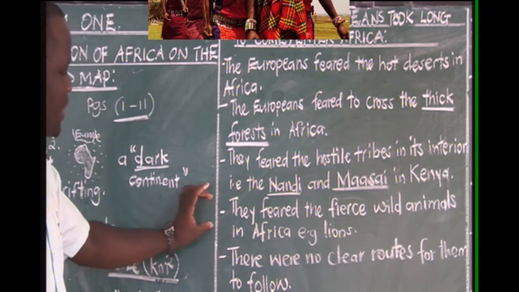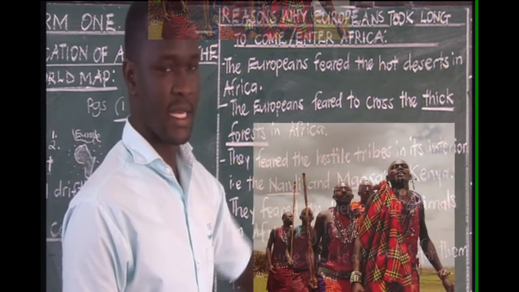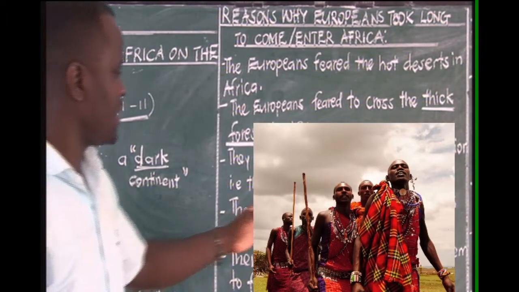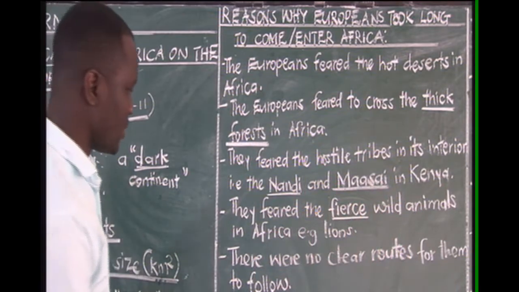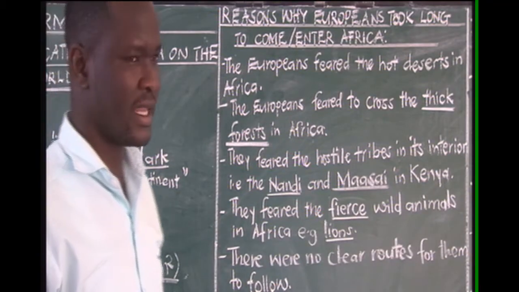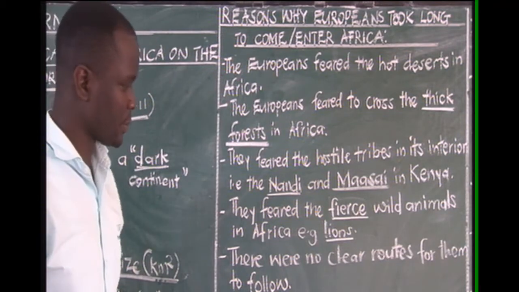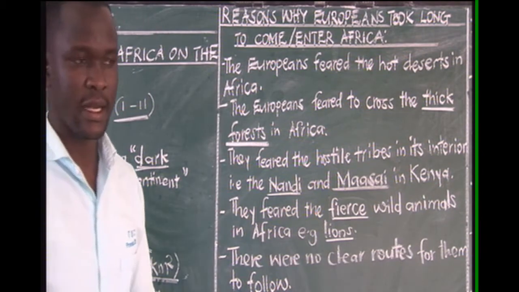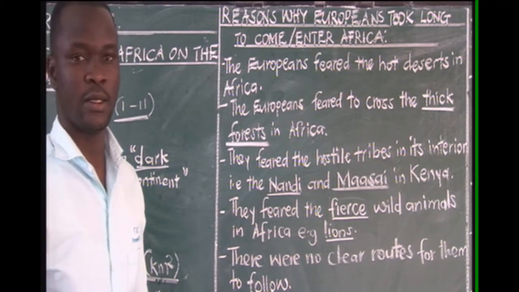Next is number 4. The Europeans feared the fierce wild animals. Or we can simply say they feared the dangerous wild animals which were in Africa. For example, we have the lions. In most of the game parks in Africa, you will find that we have these dangerous animals that can eat people, that can kill people. So it is also another reason that made them to fear, thereby taking long to enter the interior of Africa.